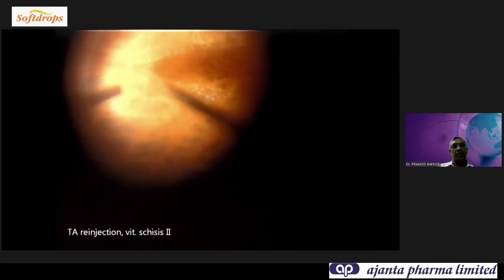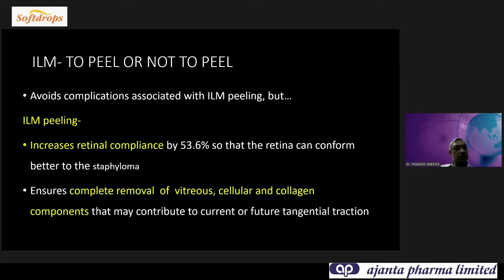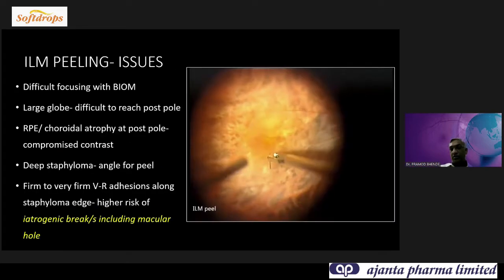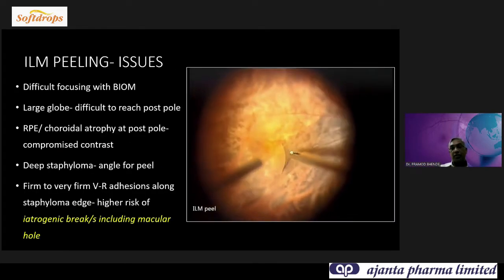look for a schisis before you attempt ILM peeling. So yes, ILM peeling, in most of the eyes we prefer to do now because it improves the retinal compliance and also ensures complete removal of vitreous and cellular debris and collagen component, and thus the retina settles much better and becomes compliant.